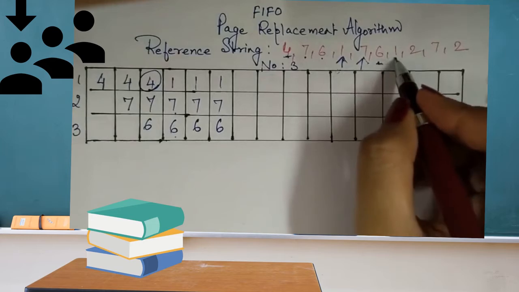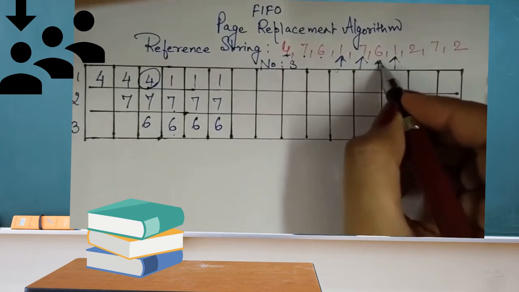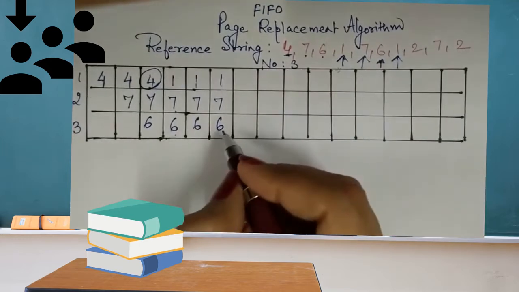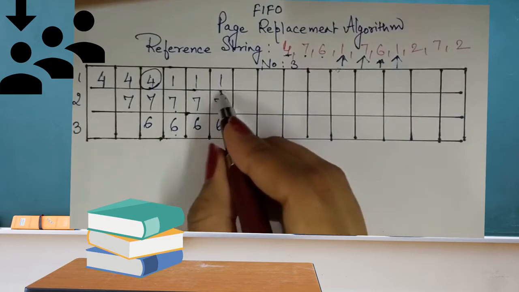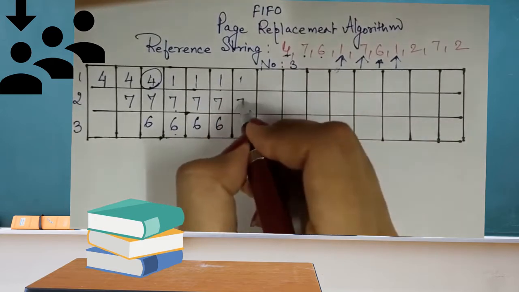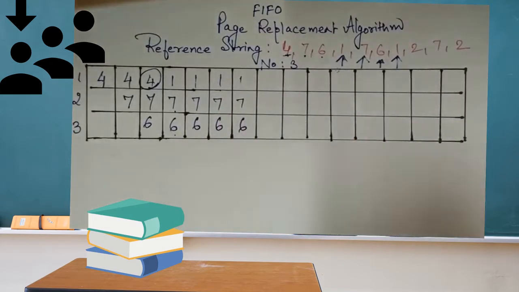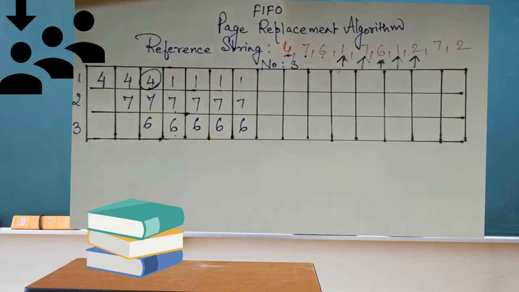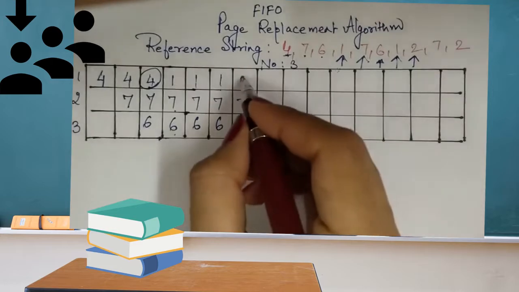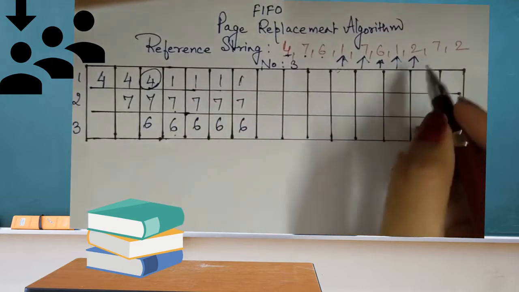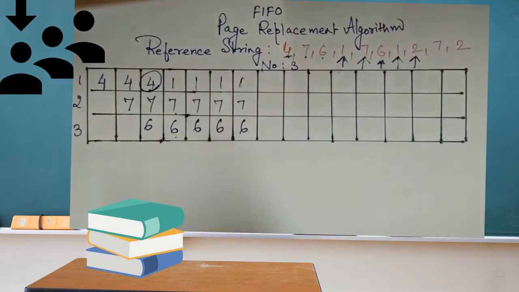Come to the next, that is 1. We'll check whether it is present in the memory or not. It is present, so we will be making no replacement. Next, coming to the page 2. Now 2 is demanded by the CPU and we see that there is no page 2 in the frame, so I need to bring in 2.